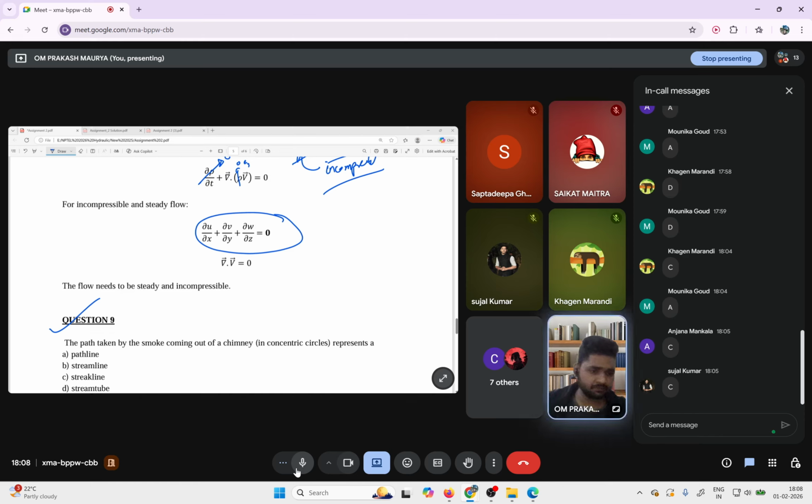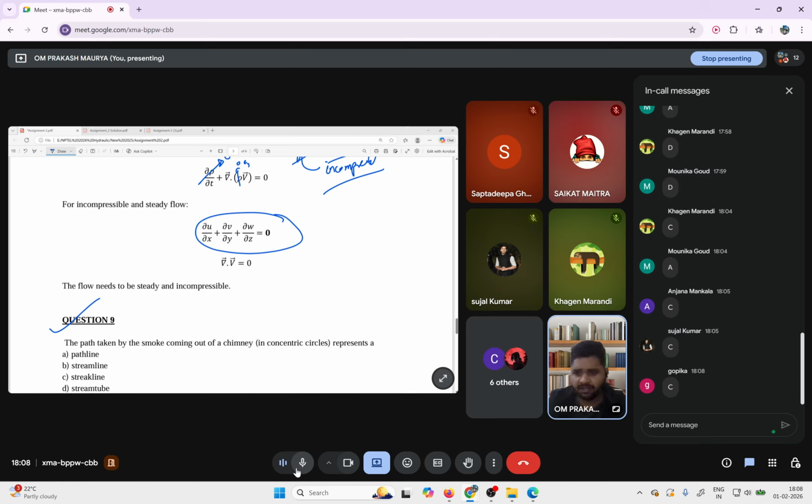Okay, please. So, okay, question number nine. For question number nine, Kagan is telling option C. Okay, fine. And Monica is telling A. Anjana is telling C. Sujal also telling C. Gopika also telling C.